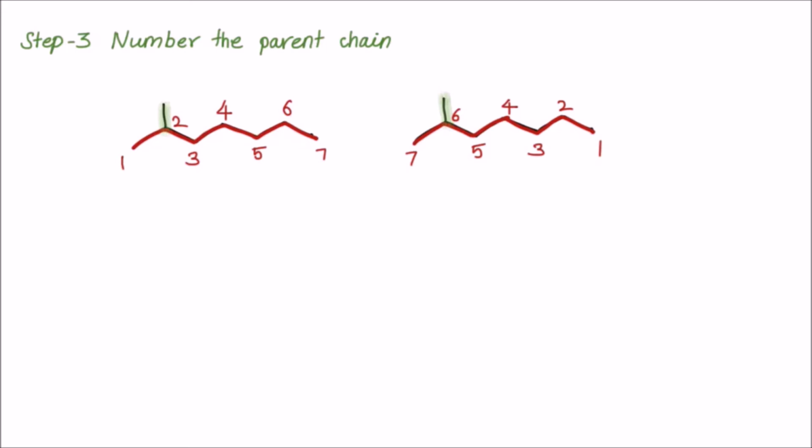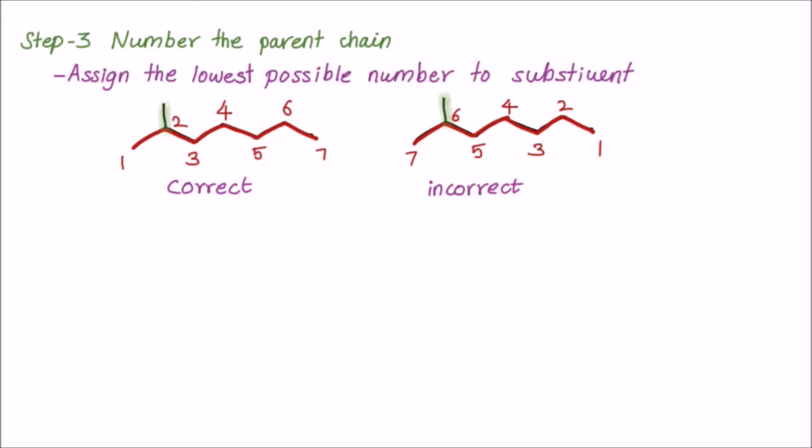Okay, the statement here is: assign the lowest possible number to the substituent. So the left side structure has location 2 for the substituent. The right side structure has location 6 for the substituent. The correct one is on the left side. The substituent should get the lowest possible location number.